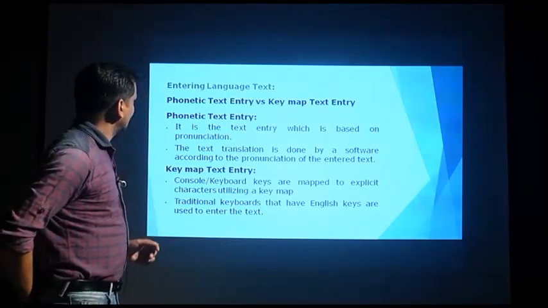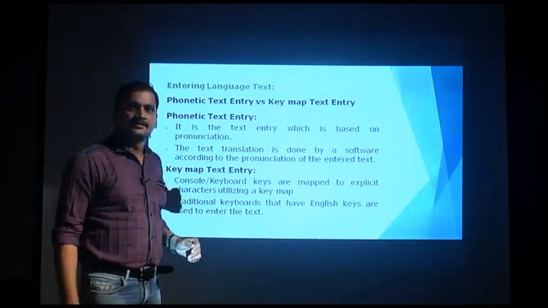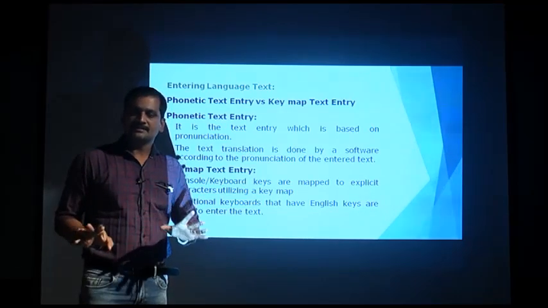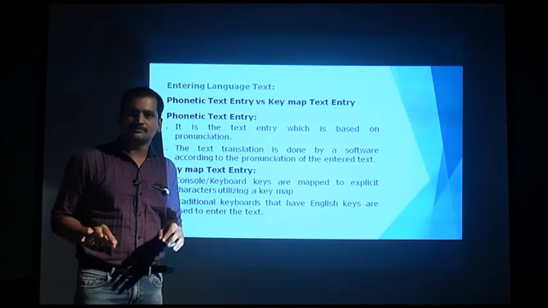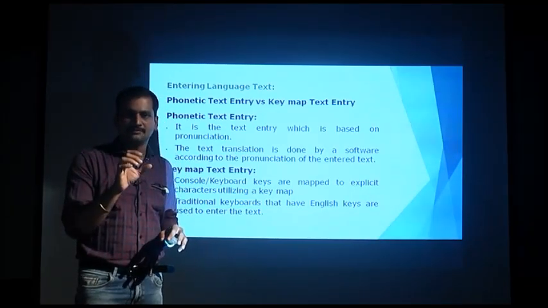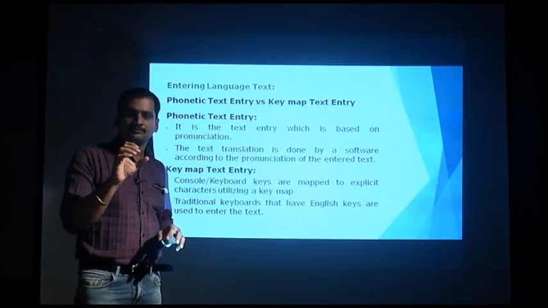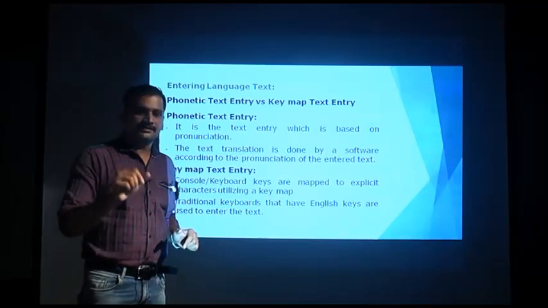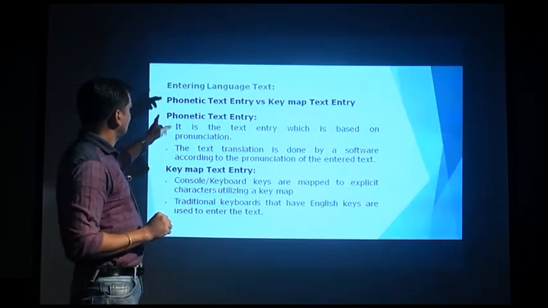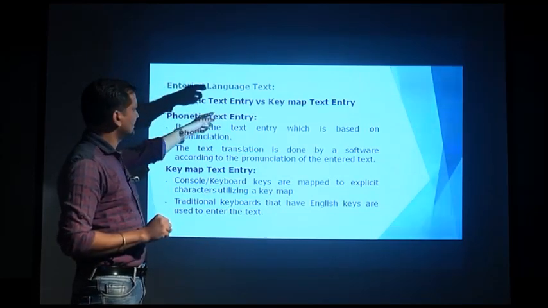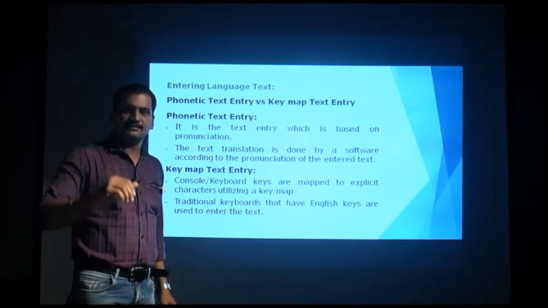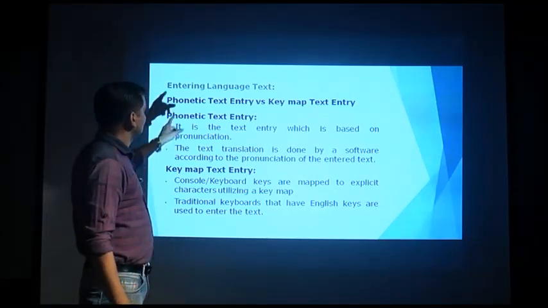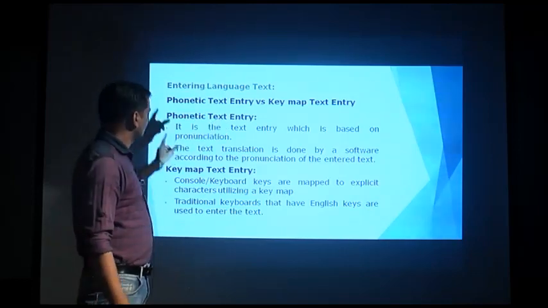Then comes entering language text. Now, this is one of the important aspects, because when we enter the text, either we use input devices like keyboards or we use microphones. The form of input you give to the computer may be in the form of voice or in the form of text. So there are two types: phonetic text entry and key map text entry. You can say entering data of different languages into the computer has two aspects. What is phonetic text entry?